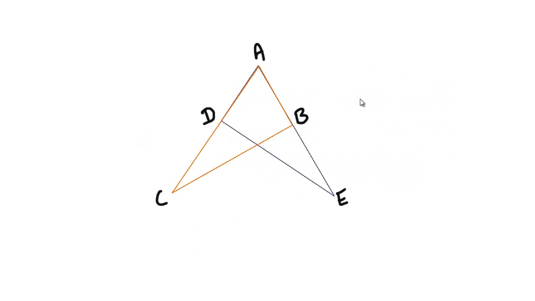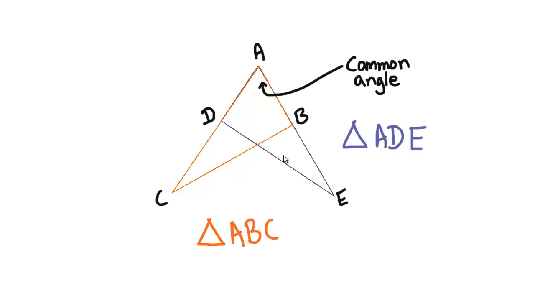Another overlapping situation is when you have a common angle, which is this angle here, between two triangles. The two triangles that are depicted in this overlapping diagram are triangle ABC, which is this one here, and triangle ADE, which is this one here. And here we have the common angle.